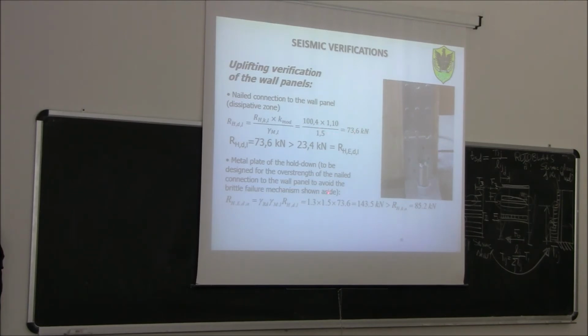So 73.6 times 1.5 is the actual strength, and then I need to multiply by the overstrength factor. The overstrength factor for a cross-lam building is 1.3. So I get, you see, 143.5 kilonewtons. So there is a huge difference between designing the metal plate of the hold down for the actual seismic design, 23.4, or designing it for the actual strength of the dissipative connection. The actual strength of the dissipative connection is 143.5.